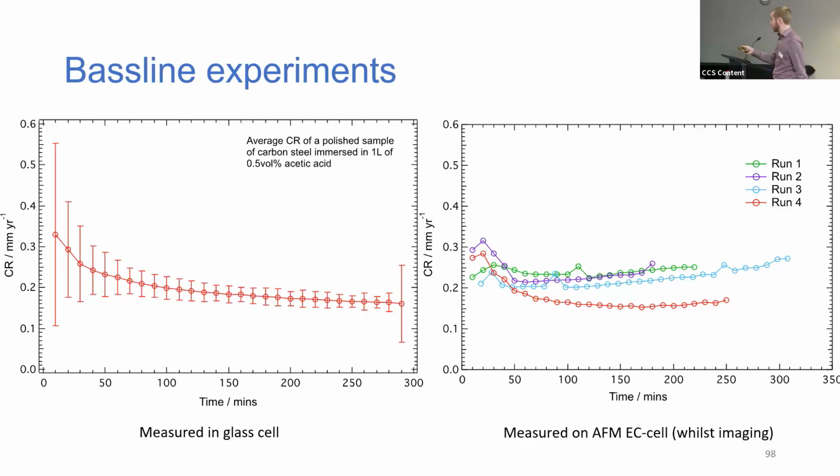I'd also like to point out the different end times for the AFM runs. We run these samples until the AFM probe breaks. That is why each of these has a different endpoint.